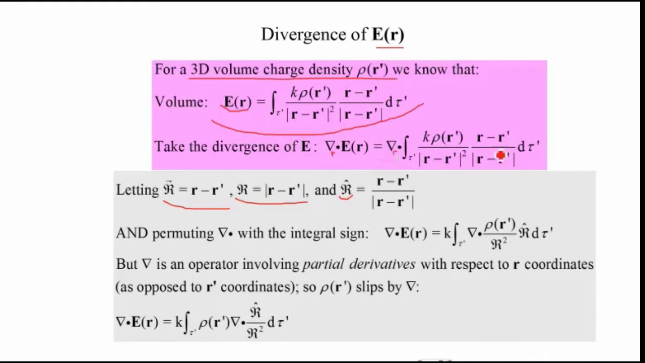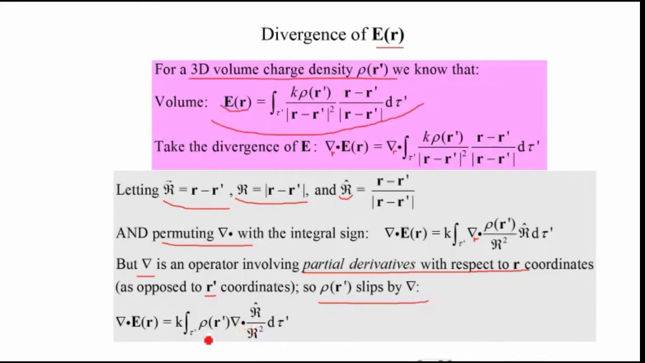Coming back to the divergence of this integral, we're going to permute the del dot with the integral. We're going to bring the del inside the integral. So all we've done is switch the order of these two operators. This quantity here involves the partial derivatives with respect to the little r coordinates, as opposed to the r prime coordinates. But look here, we have a function which is a function of r prime, and this is del sub r. So as far as we're concerned, this thing just is invisible, so we can bring it out and put it over here. So we say that rho of r prime slips by the del operator.